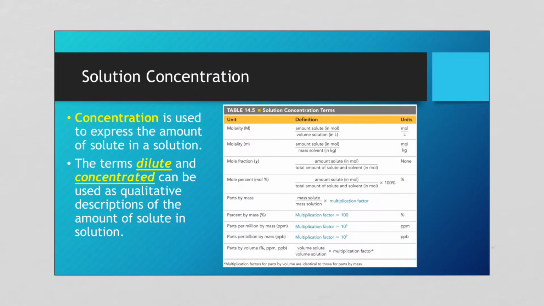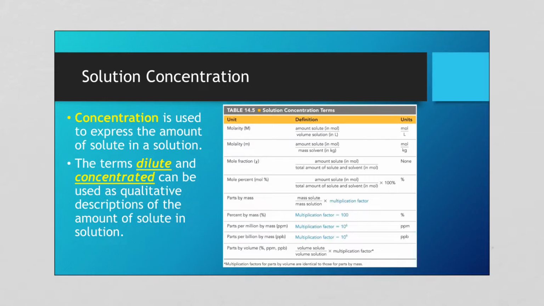Welcome back, class. In today's video, we are going to dive into the topic of solution concentration. So concentration is a way to quantitatively express how much solute is in a solution, right? So expressing the amount of solute that is dissolved in a particular solution.